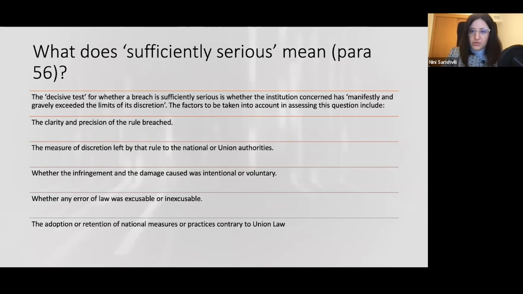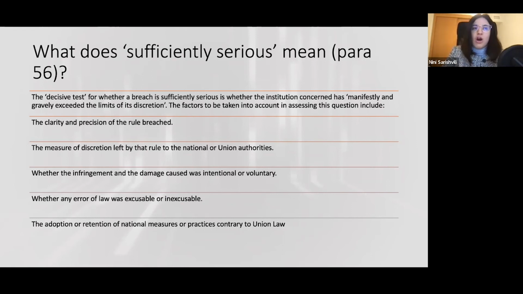This test is the most difficult to prove, but there is some guidance from different cases that you can use and you should mention in your answer. The decisive test for whether a breach is sufficiently serious is whether the institution concerned has manifestly and gravely exceeded the limits of its discretion. So basically, it has to be a very, very serious breach, rather than just a minor breach of the directive or EU law. Factors include the clarity and precision of the rule breached, the measure of discretion left by the rule to the national or Union authorities, whether the infringement and the damage caused was intentional or voluntary, whether any error of law was excusable or inexcusable, and the adoption or retention of national measures or practices contrary to Union law.